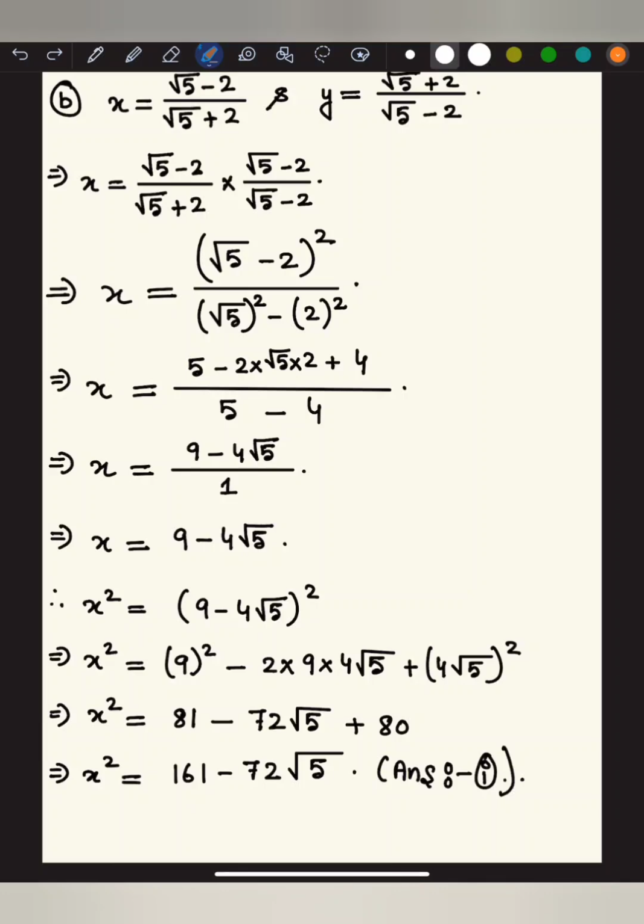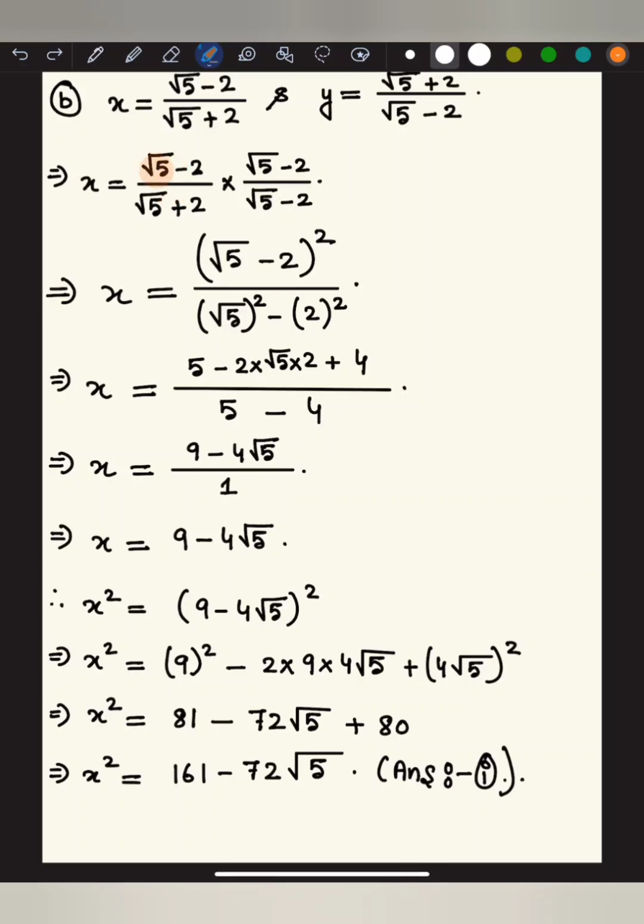Given x is equal to (5√5 - 2)/(√5 + 2), and y is equal to (√5 + 2)/(√5 - 2), we need to find out the value of x square, y square, and x square plus y square plus xy. First of all, we need to rationalize this x.